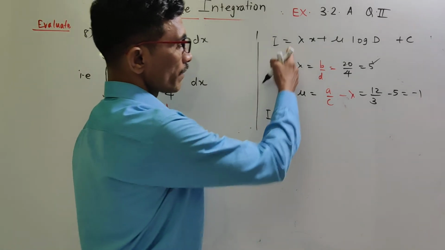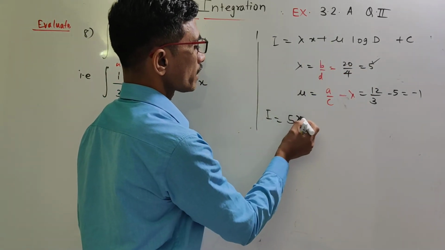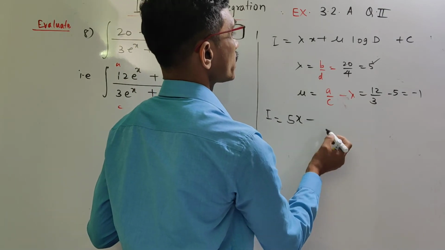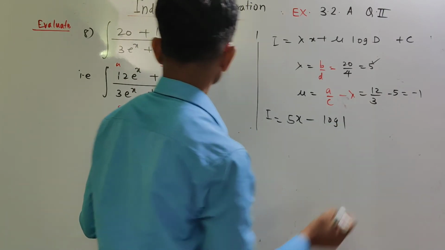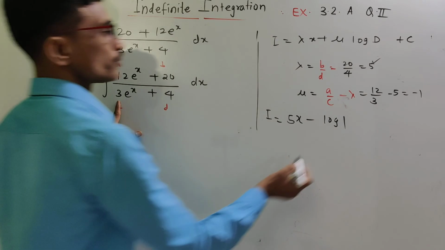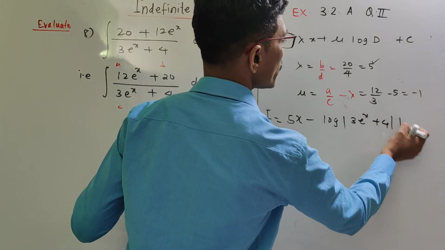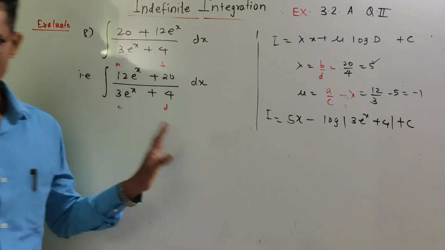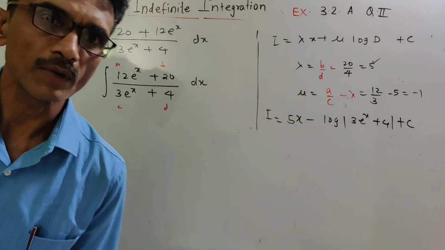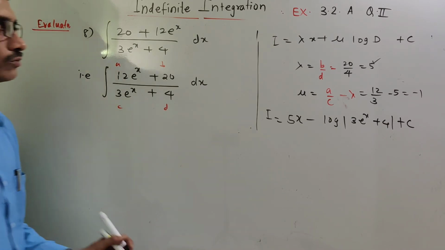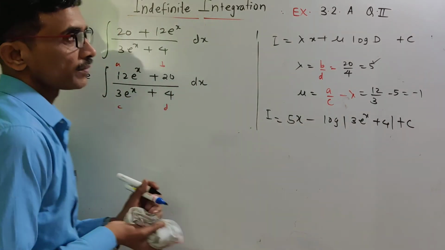Finally, we will get the answer within very short steps. We will get lambda x, that is 5x, and mu is minus 1, so minus log of d. So log of d is 3 raised to power x plus 4, plus constant of integration c. This we can do in multiple choice questions only, but in a board exam we can't do this. So we will solve it by the full method.